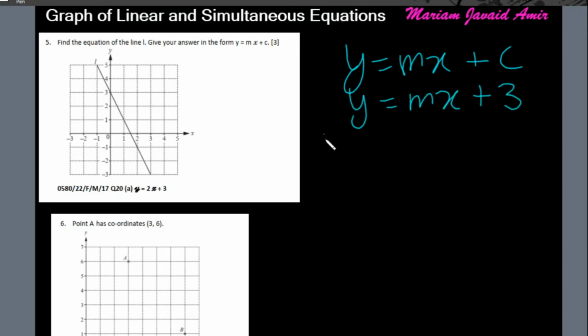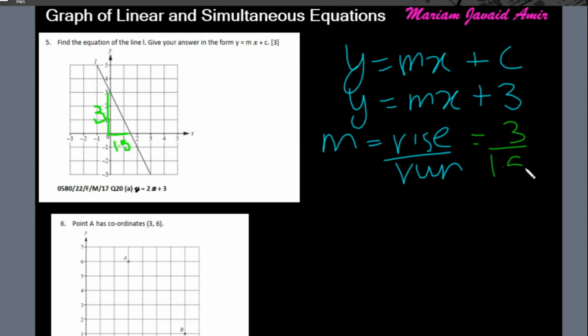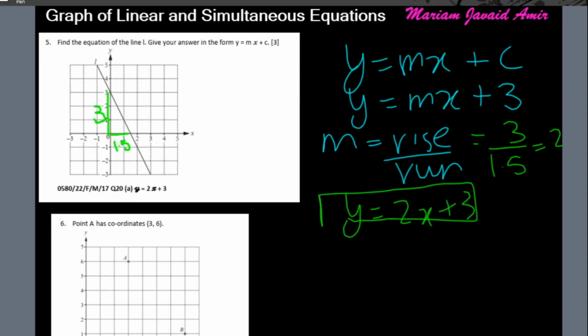Now I need the value of m, and m is rise over run. So let's try to find that out. Rise is the jump, this vertical increase, and run is this horizontal increase. So notice this is 3 and this is 1.5. So my slope will be 3 over 1.5, which is 2. So the final answer is y equals 2x plus 3 for question 5.